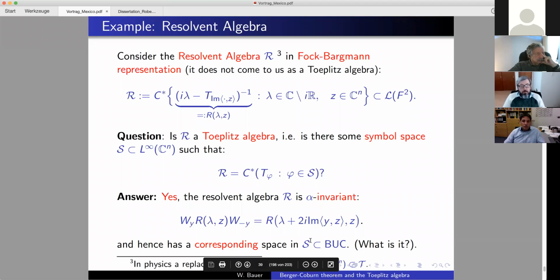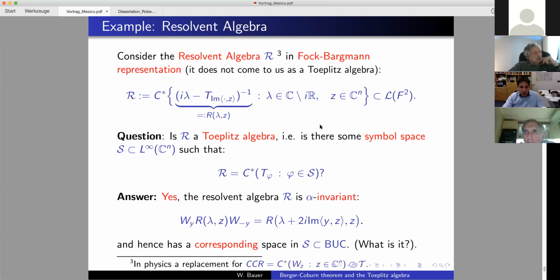So that's just an example to which the last theorem applies. And here, maybe in the last line, is the description of the CCR algebra as a Toeplitz algebra. It's actually the C-star algebra which is generated by the unitary Weyl operators. And the unitary Weyl operators themselves are actually Toeplitz operators with bounded symbols. So it's really a Toeplitz algebra. Okay, so that is all I wanted to tell you.